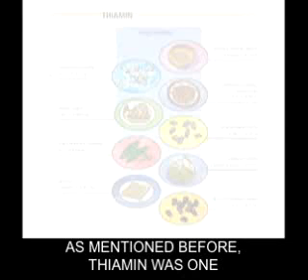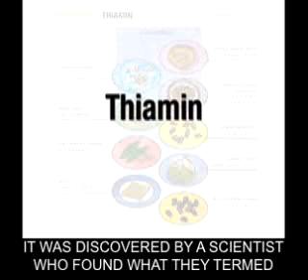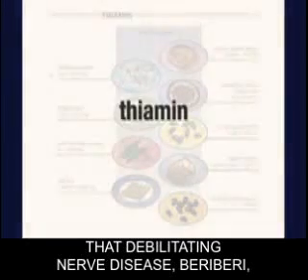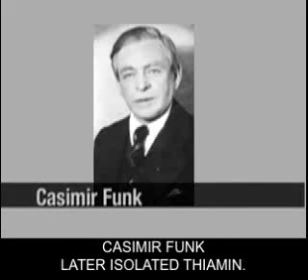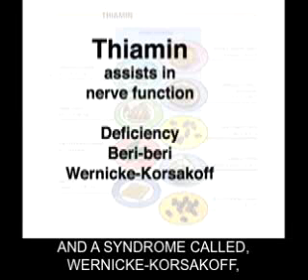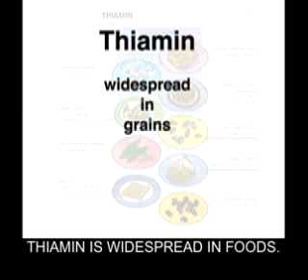As mentioned before, thiamine was one of the first vitamins discovered. It was discovered by scientists who found what they termed accessory factors in foods that cured the debilitating nerve disease beriberi, which at the time was thought to be an infection. Casimir Funk later isolated thiamine. Thiamine deficiency causes beriberi and a syndrome called Wernicke-Korsakoff's that is seen in alcoholics. Thiamine is widespread in foods.